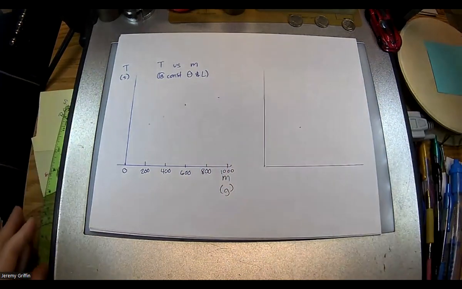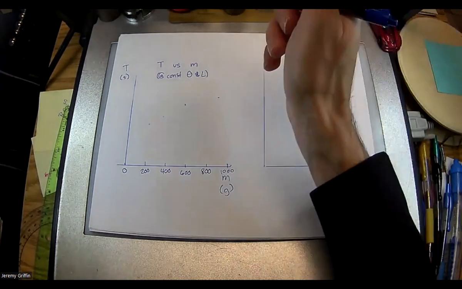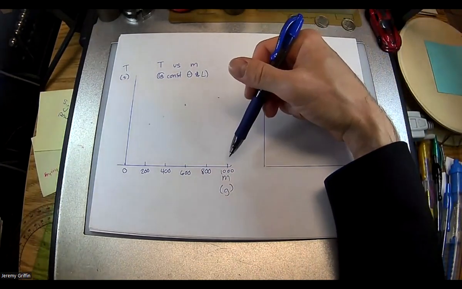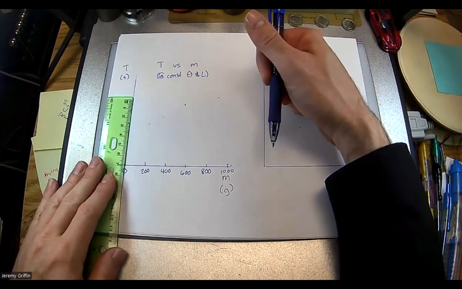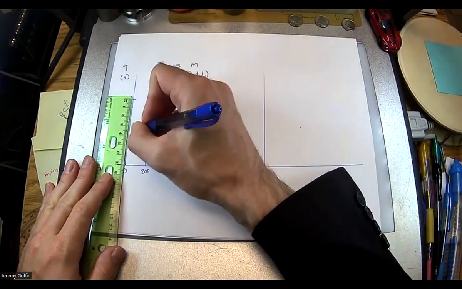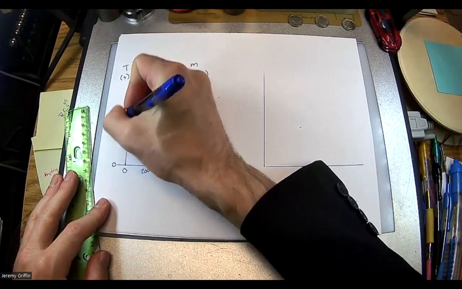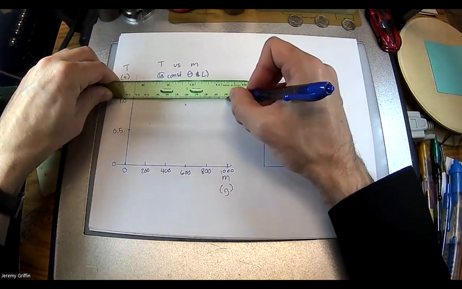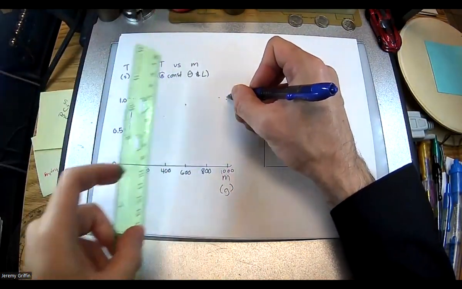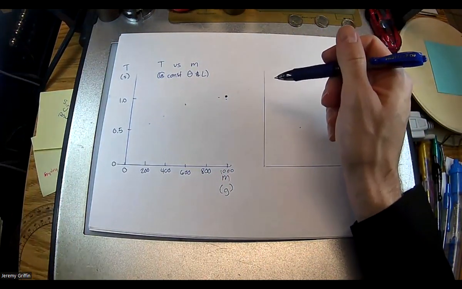Again, you might have this graph or not, and if you do, you can check your work and see if you did this right. For that 1,000 gram mass, how much time did it take to swing back and forth? 1.03 seconds. So let's go time in seconds: 0, 0.5, 1.0, 1.03. It's just above 1, probably right about there. Okay, so bam, got a point on the board. What's another coordinate?